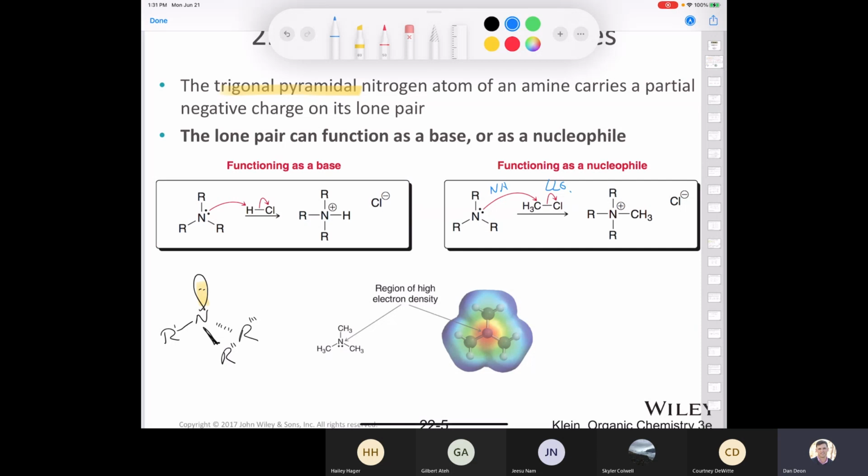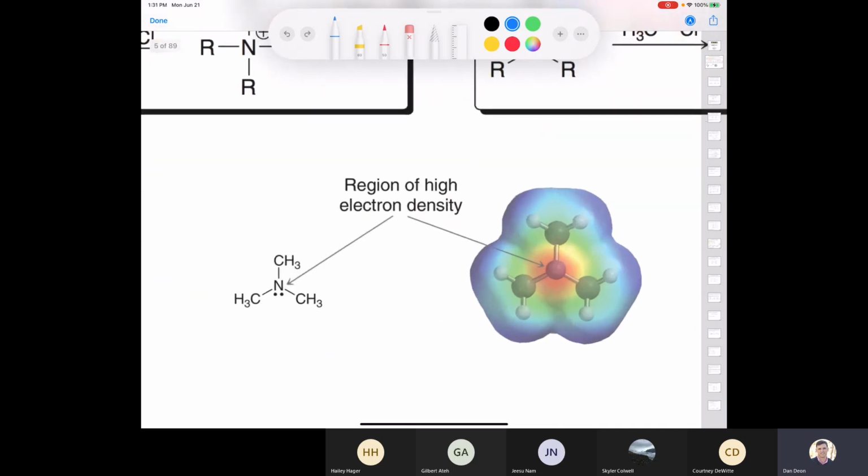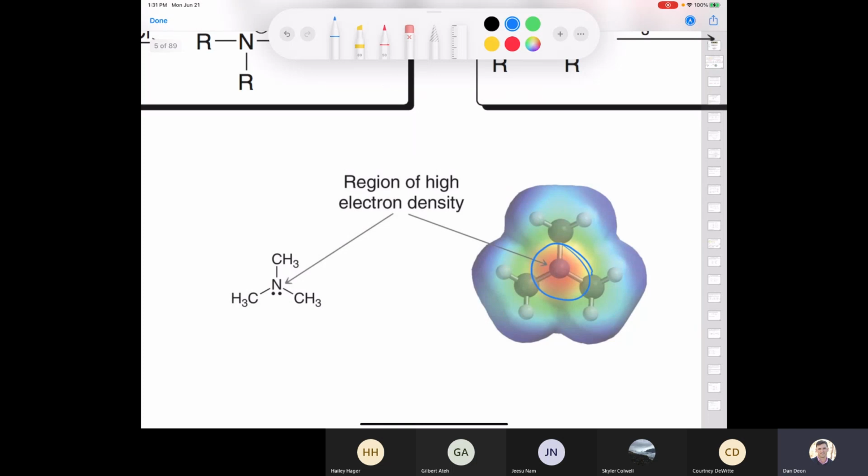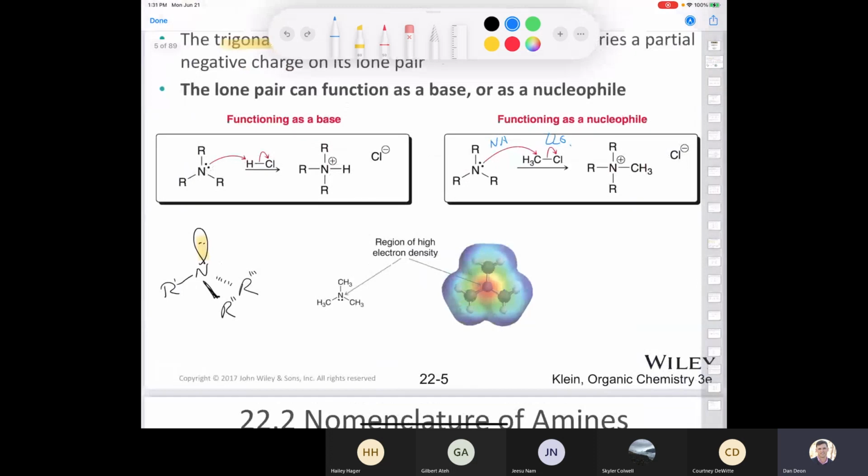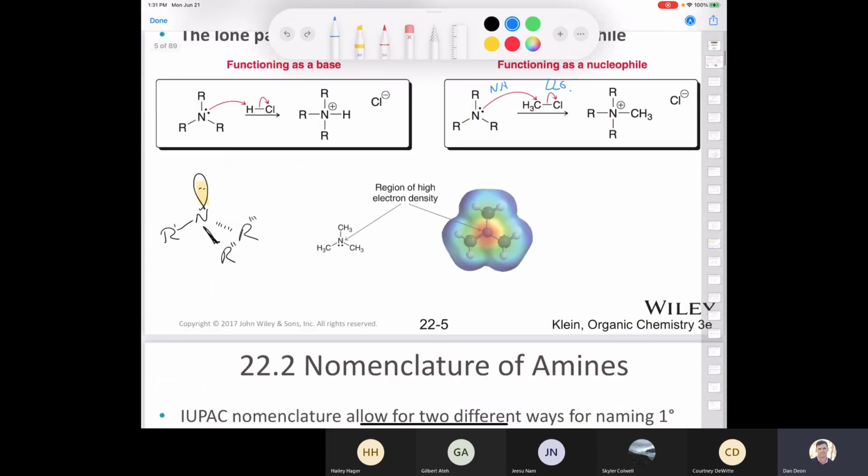If you look at an electrostatic potential map of trimethylamine, it's this little guy here, you see how much electron density is in the center of the molecule. It's all on that nitrogen in the middle because nitrogen is so electronegative.